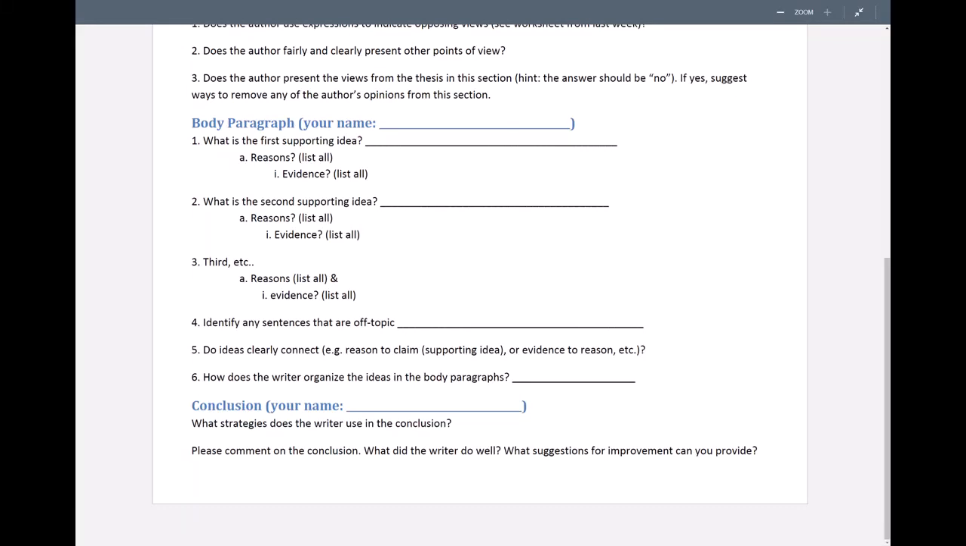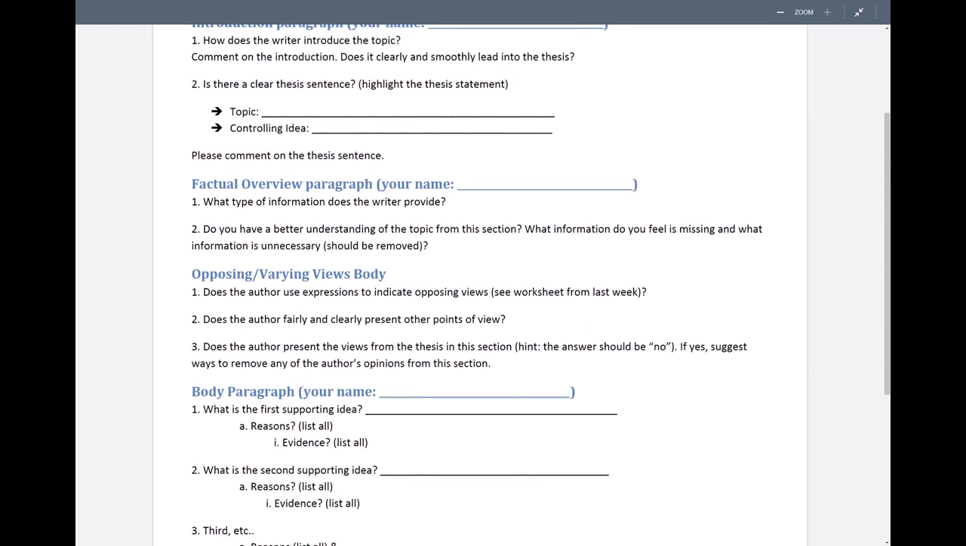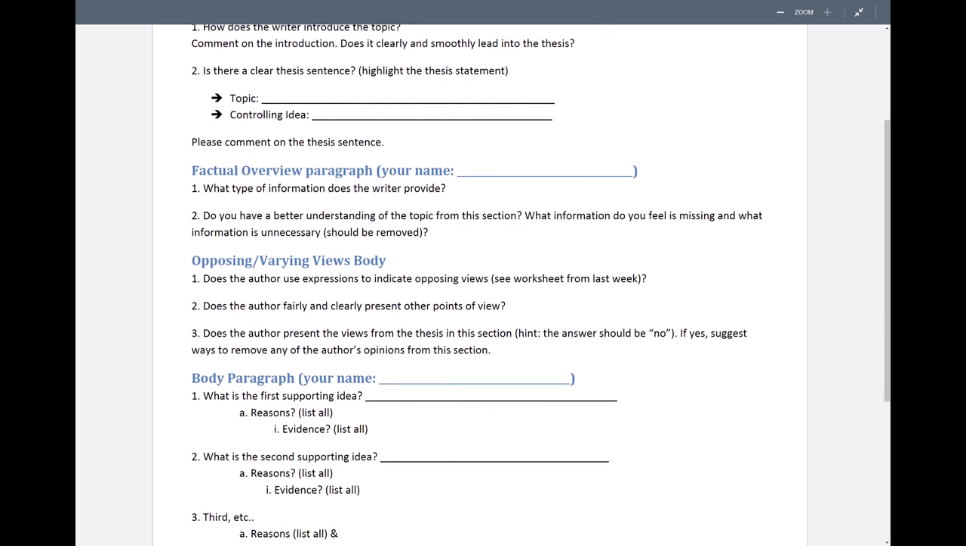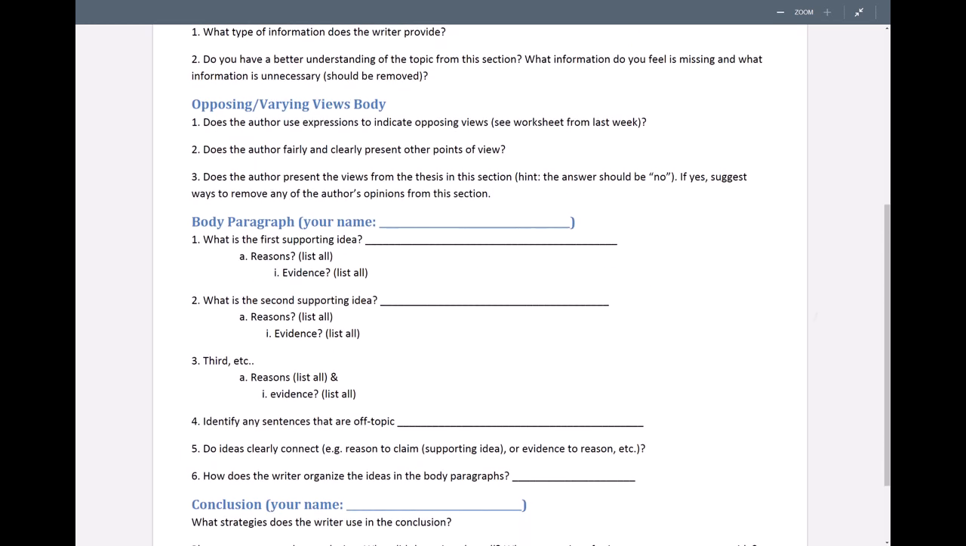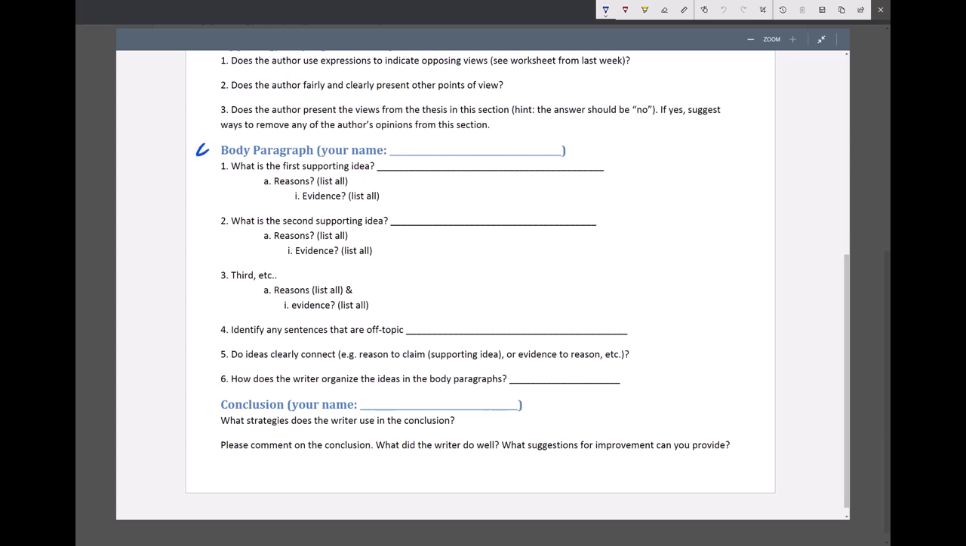Hi students, so we do the remaining two parts of your big term paper, your argumentative research paper. And so everything you've done so far, including the extra research you're going to do with your opposing body paragraph and your factual overview paragraph, is going to help you build a strong argument to defend your thesis statement. So what's next is your body paragraph and your conclusion.